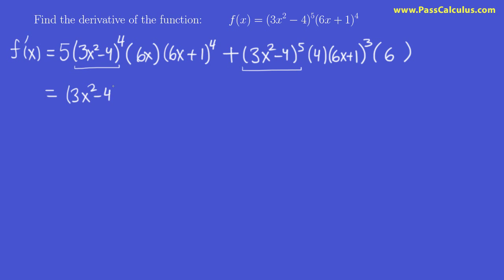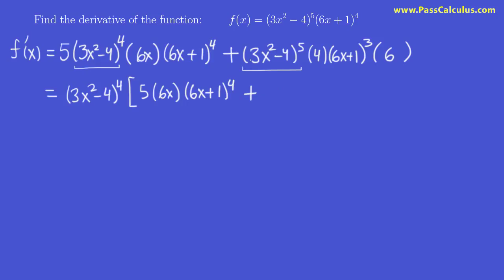Now the issue is, what power do we use? Well, this is power of 4 and this is power of 5. The rule is we always want to take the lowest power. So we're going to pull out a power of 4 here. And let's use some square brackets just to make it clear what follows. So what's left over in this first term? Well, the 5 is still there. 3x squared minus 4 to the 4 has been pulled out to the front, so this is gone. The 6x is still there. This 6x plus 1 to the 4 is still there.